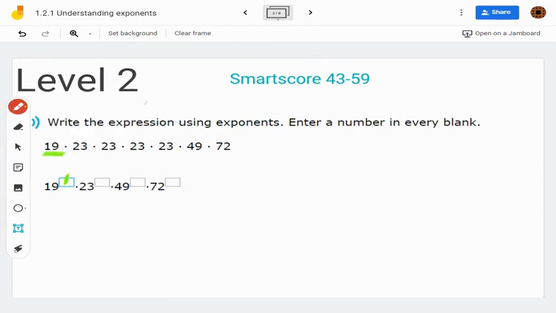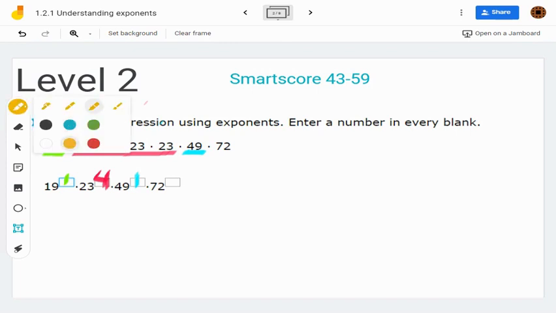All right. So 23, there's a couple of them. There's 1, 2, 3, 4. So that's going to be to the 4th power for 23. For 49, I again only see one of them, so that's to the 1st power. And for 72, again, just one of them, so to the 1st power. So most of these are to the 1st power in this example, with the exception of 23.